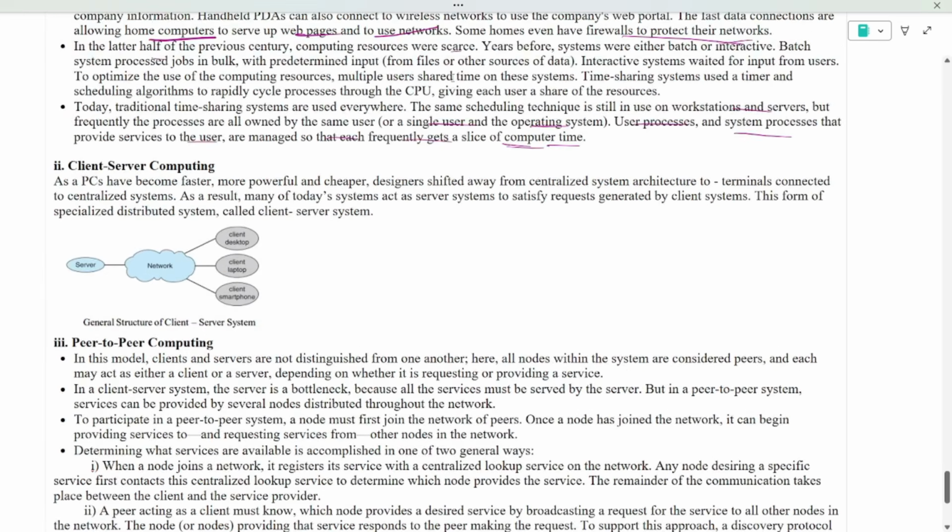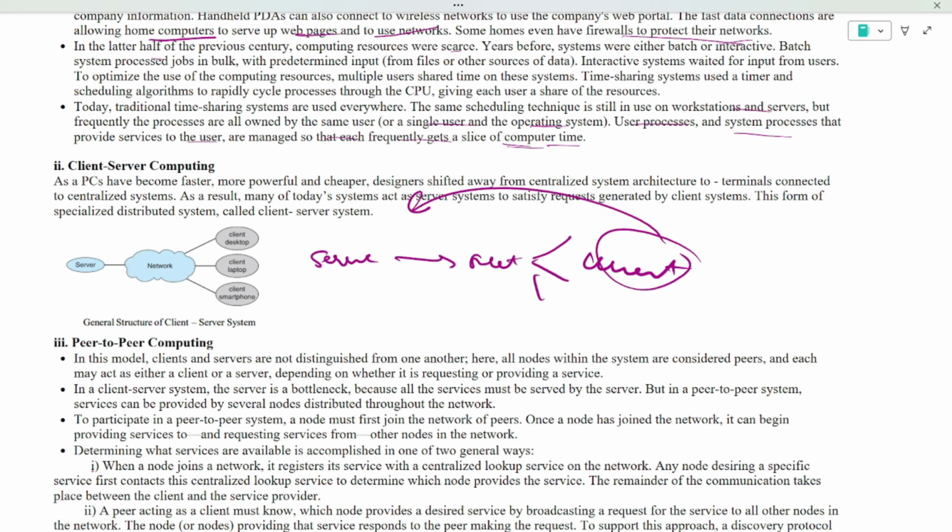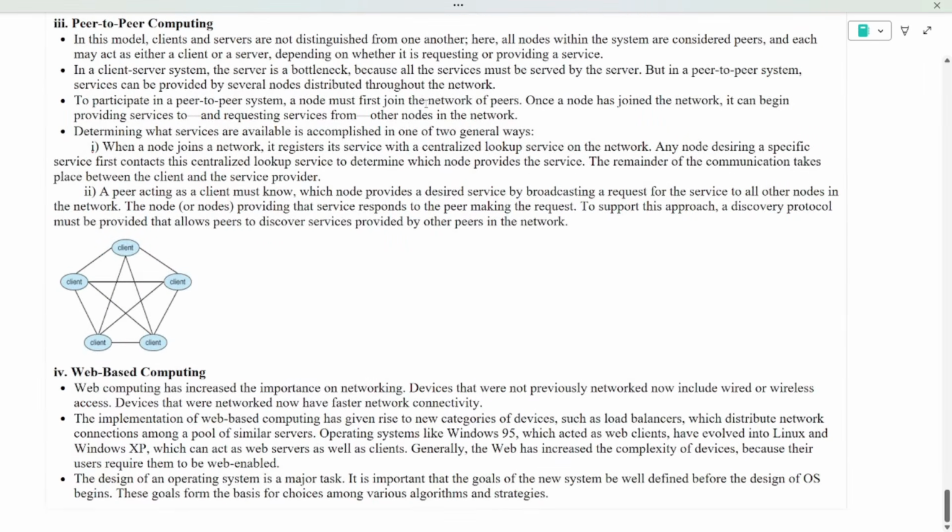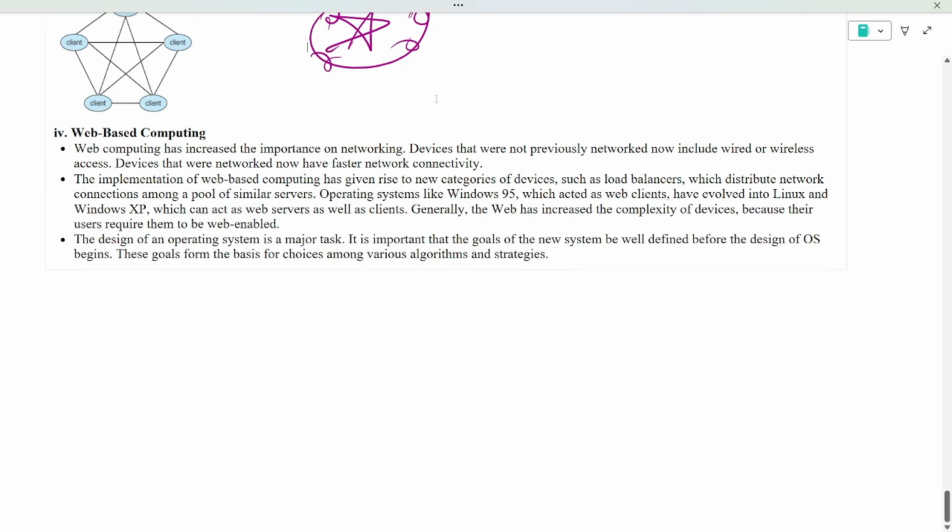Now, what is client to server? You will have a server connected to a network, which will be connected to clients. This is called client and server connection. The clients may be a desktop, a mobile which you are using, a laptop which you may be studying on, and all of these will be clients. Peer to peer means, you remember, it will be shaped like a pentagon. You can see this, it will be client to client and it will be connected.